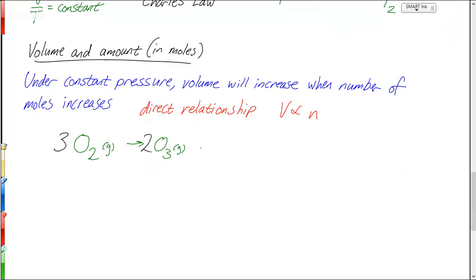So in the end of this reaction, the volume would go down. The fact that an ozone molecule is bigger than an oxygen molecule doesn't matter when we talk about gases because the actual size of the particle doesn't matter. So the fact that we have fewer particles is what is causing the effect. Fewer moles means fewer particles. So that's where that comes from. This, by the way, is called Avogadro's law.